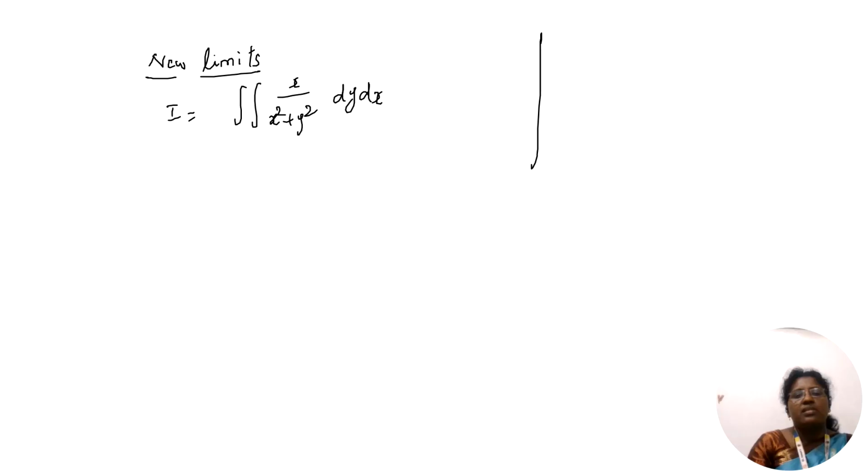So the diagram is like this. This is our region of integration. This line is x equal to a, this line is x equal to y, this line is y equal to 0. So how to find the y limit? Here the inner integral is with respect to y. We are finding new limits, right? So to find new limits, first we have to find the y limit.